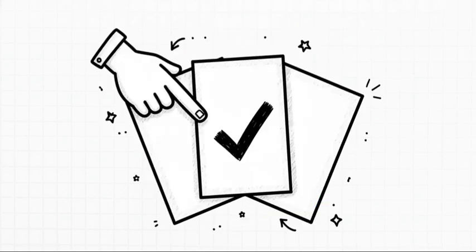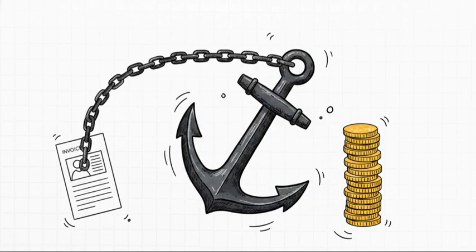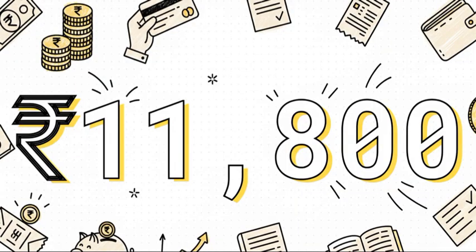For step 3, just point and click. Tell the software exactly which invoice they're paying off. Like invoice INV-0001 right here, you're just anchoring that fresh payment to a real existing record. Because real money is on the line here. Say a full payment of 11,800 rupees.